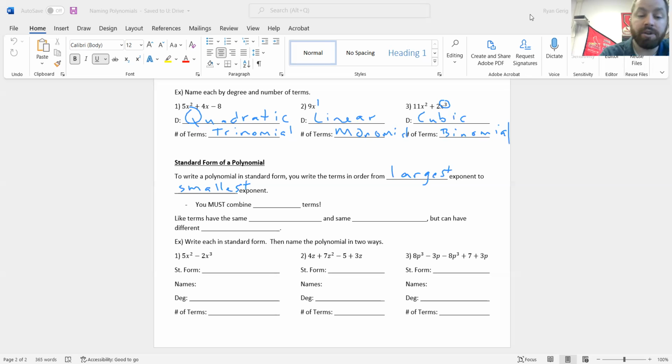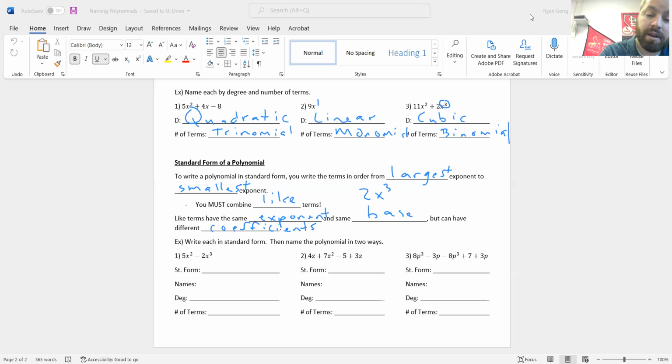Another thing about standard form is you must combine like terms. Like terms have the same exponent and same base, but can have different coefficients. Now, what do I mean by that? So I'll give you a couple examples.